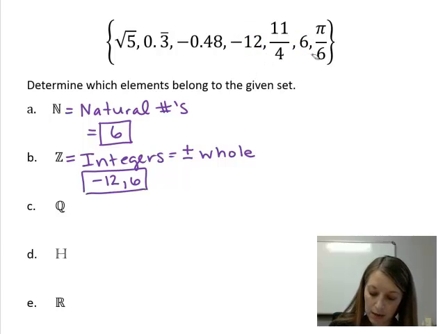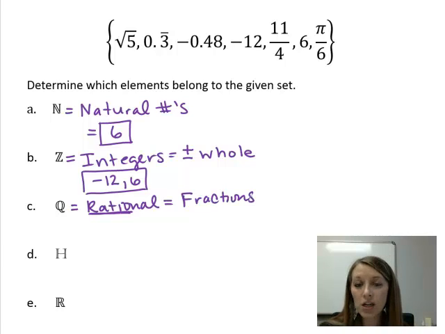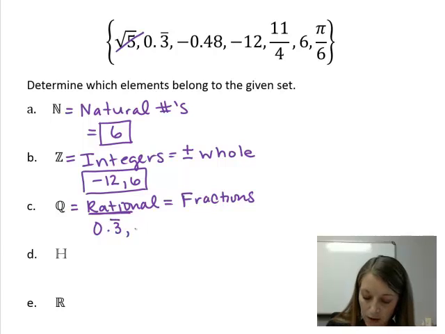Starting over in part C, I'm looking for Q, which stands for rational numbers. Remember, the prefix is ratio, and ratio stands for fractions. So anything that can be written as a fraction. Fractions, whole numbers, decimals that stop, decimals that repeat. Square root of 5 can be written as a decimal, but one that neither stops nor repeats. 0.3 is a repeating decimal.